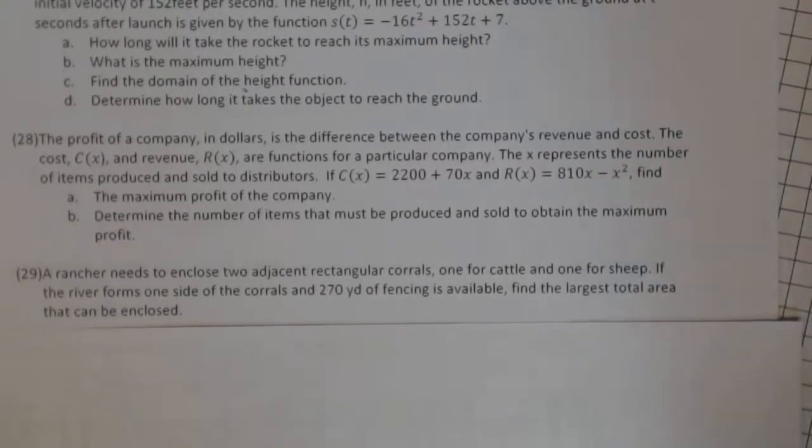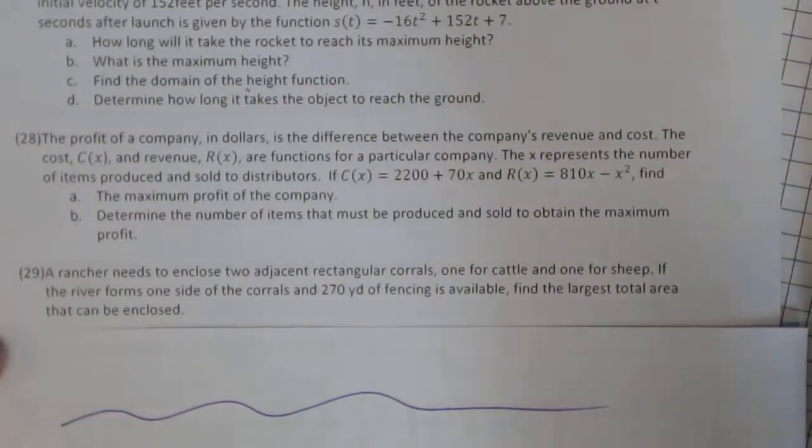This is number 29. A rancher needs to enclose two adjacent rectangular corrals, one for cattle and one for sheep. If the river forms one side of the corrals and 270 yards of fencing is available, find the largest total area that can be enclosed. So you've got a river on one side.